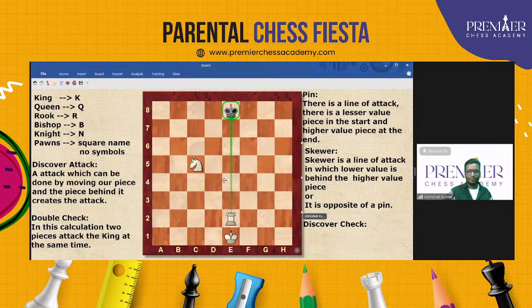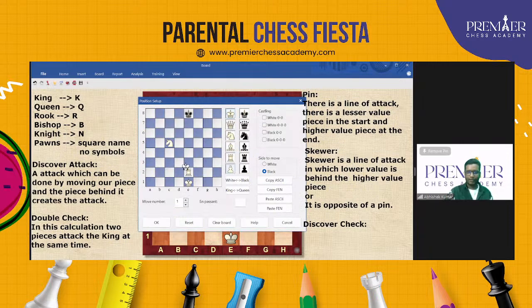Okay, let's take an example. First, I will talk about discovered attack so that I can distinguish between discovered attack and discovered check. Let's say we have a black queen over here, and we have a knight. We have a position like this, and yes, it is white to play.